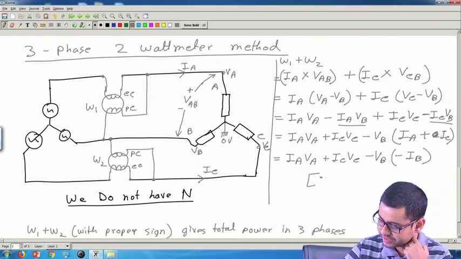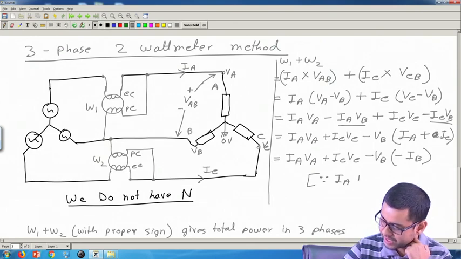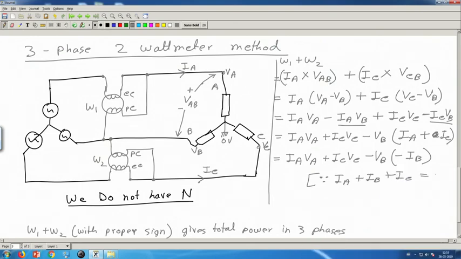Why? Because IA plus IB plus IC is equal to 0. Because we do not have the fourth wire, we do not have the neutral wire, therefore the sum of these three currents should be 0. This is KCL. And therefore IB is nothing but minus IA minus IC. So I can write it like this. Therefore, this becomes IAVA plus ICVC plus IBVB. This is the power in this phase, this is the power in this phase, this is the power in this phase. So this is the total power.